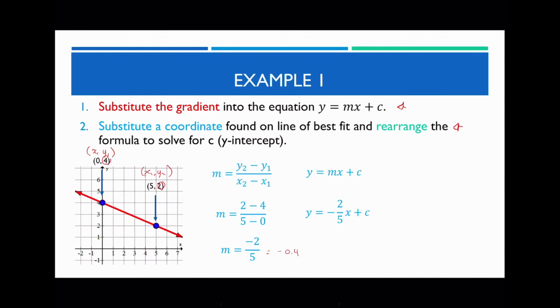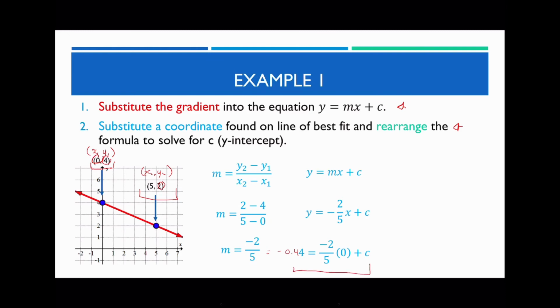Now that sounds complicated, but all you really need to do is substitute one of these coordinates over here that you used earlier on to calculate your gradient, okay? And you always want to choose the easiest or simplest coordinates. So anything containing a 0 or a 1 is always the best choice to go for. So in this case, I'm going to be substituting in 0, 4. So if I substitute 0, 4, 0 goes wherever x goes, and the 4 goes wherever the y goes. So it will look something similar to this.